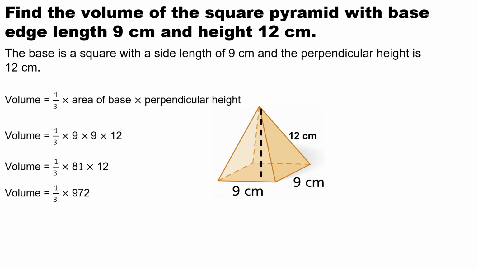Now get your calculators out if you were not using them before. Plug these values in your calculator and tell me what you get. That's right, 324 cubic centimeters. Therefore, the volume of our square pyramid is 324 cubic centimeters.